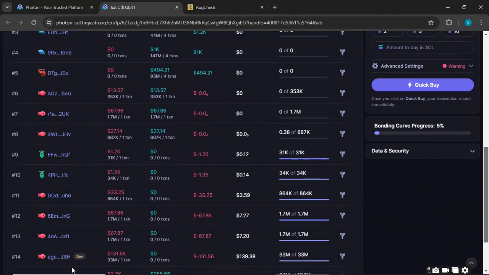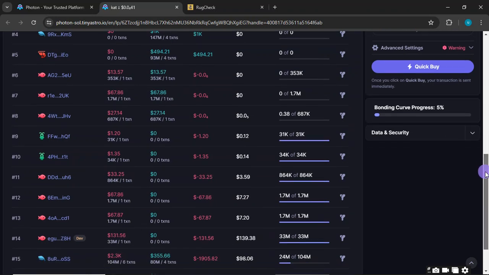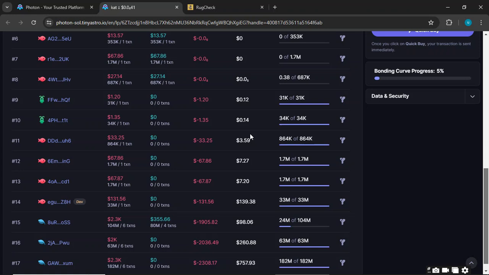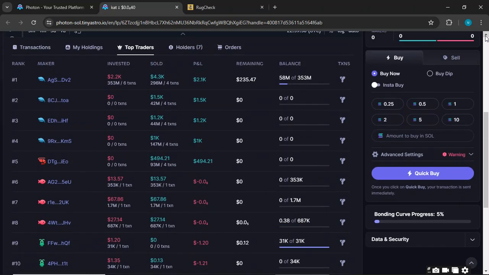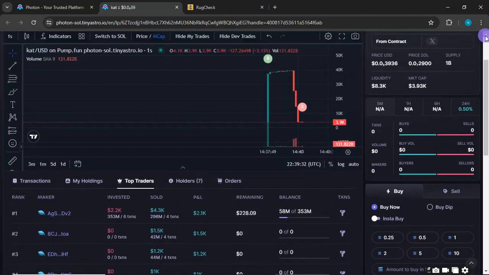Okay. The Dave invested. Look at his investment. You can check his investment as well. That's one good thing about Photon. You can check the Dave's investment and the like. Look at the Dave's investment. He invested $131.56 and he hasn't sold. Look, he hasn't sold. So probably something is still going to happen to this token. Probably the Dave is trying to push it or something.